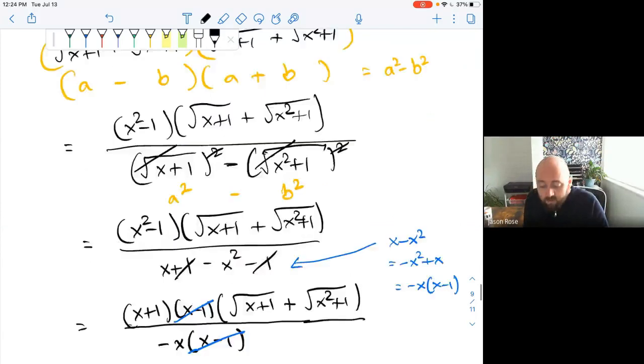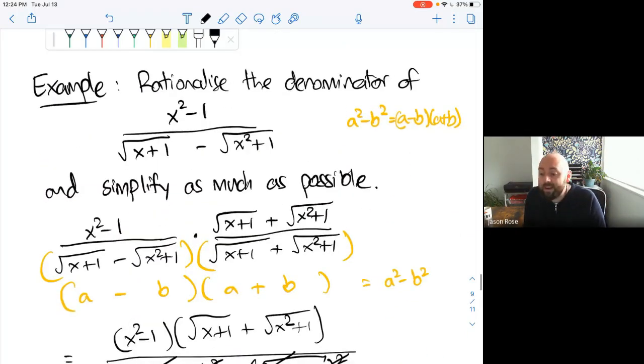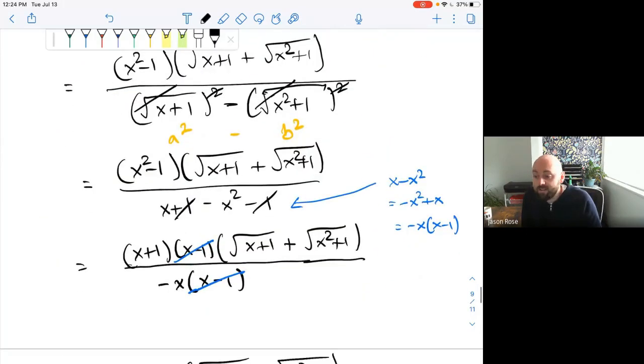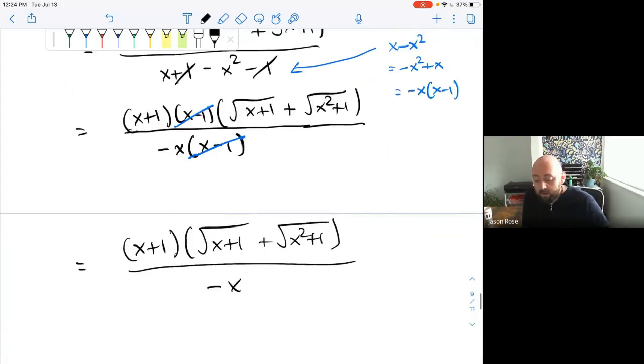So for this question, what we were actually asked to do was rationalize the denominator. Done. We got rid of the square roots. Simplify as much as possible. Done. We managed to cancel the factor. And that's as far as we can go here. We can't make any more cancellations. Any questions here?